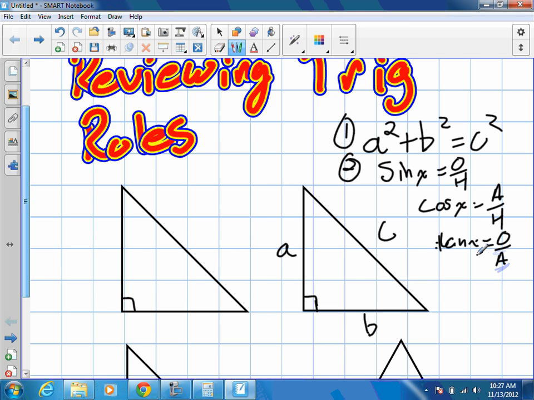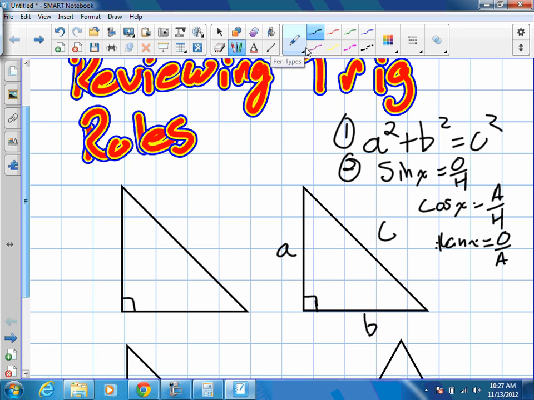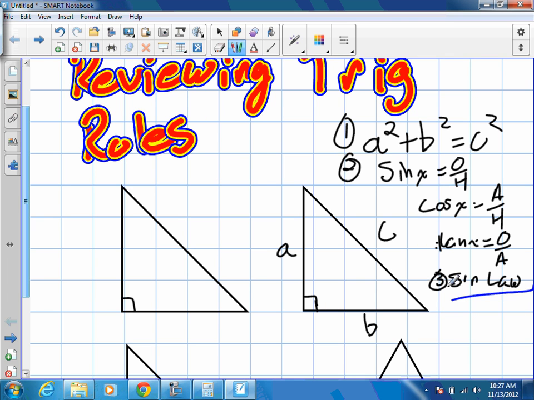Anything else you can use? Did we learn any other ones? Sine law. You can use sine law on a right angle triangle. In fact, you can use it on any triangle. Good. But the only thing is, you may not have enough information, because in order to solve sine law, you need at least 3 bits of information. But using SOHCAHTOA, you technically only need 2 bits of information. That's with right angle triangles only.